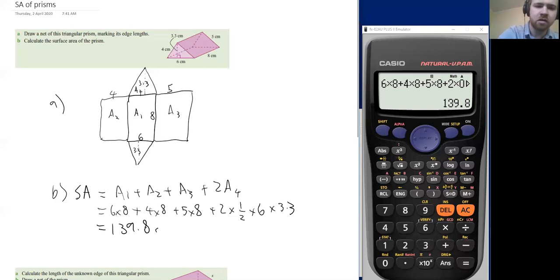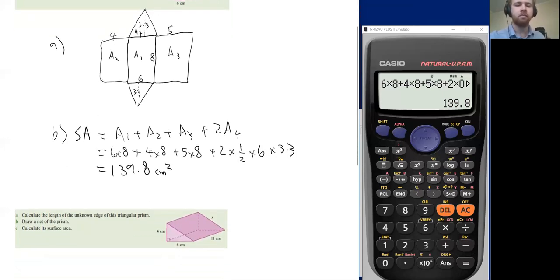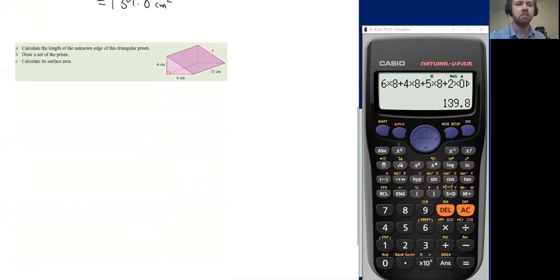139.8 centimeters, and because it's an area, it's squared. Despite the fact we're looking at a 3D shape, we've flattened it out to make it a flat shape. Okay, so let's do that again, except this time we've got an extra step we have to do. We don't know the value of that long side yet.